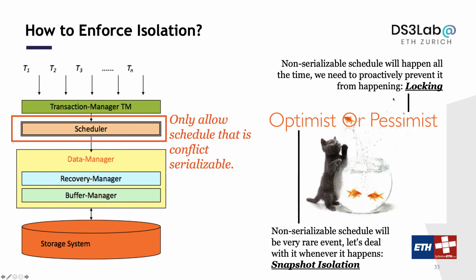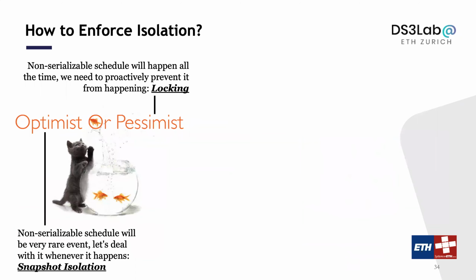Okay, so let's continue. We were talking about essentially two different views of how to enforce isolation. You can take the optimistic view, you can take the pessimistic view. Given different assumptions you have on your workload, you are going to have different ways to enforce isolation. So let's look at one example.